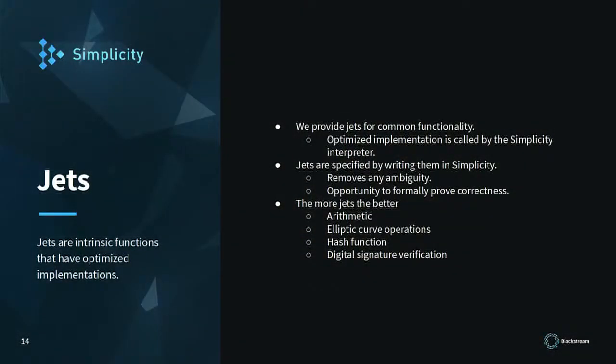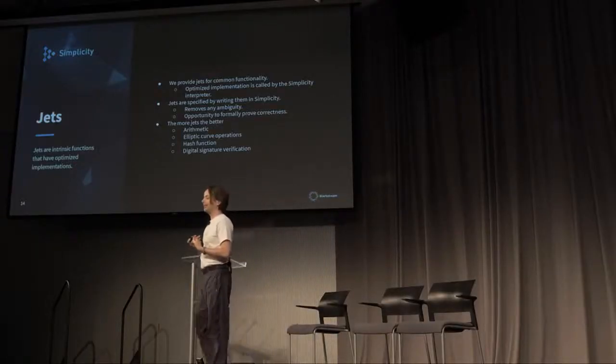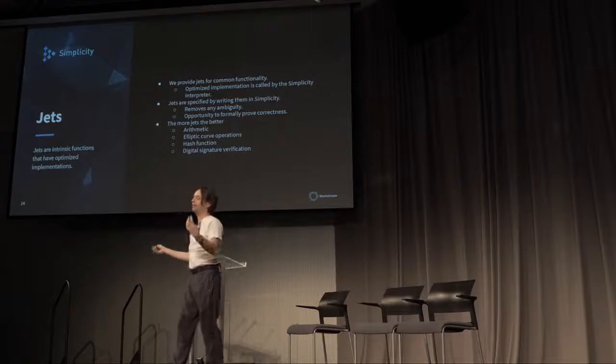Right. So jets are an important aspect of the design here that without it, we would run into the problem that if we try to interpret Schnorr signature verification just by interpreting simplicity, it would be still far too expensive. Even though it runs pretty fast, it runs in like a few minutes, right?